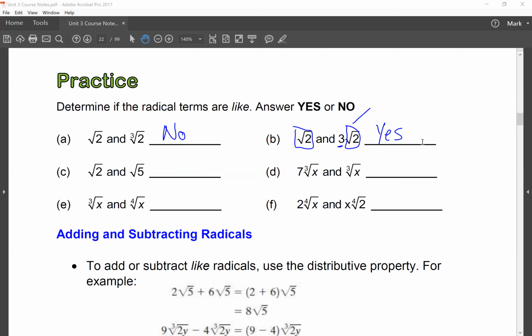All right. Not many questions in the chat here, or not many answers in the chat. So let's look at these. So C, root 2 and root 5, are they the same? The answer is no. 7 cube root x and cube root x. Of course, yeah, they're the same.